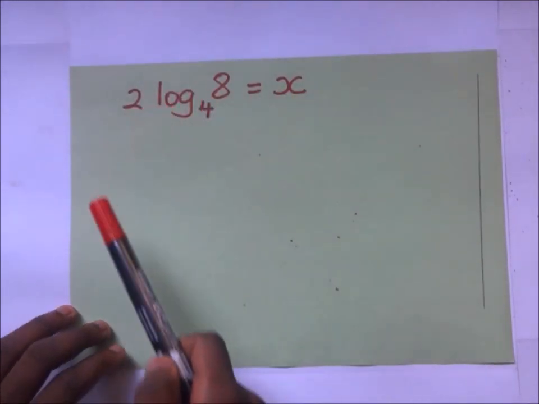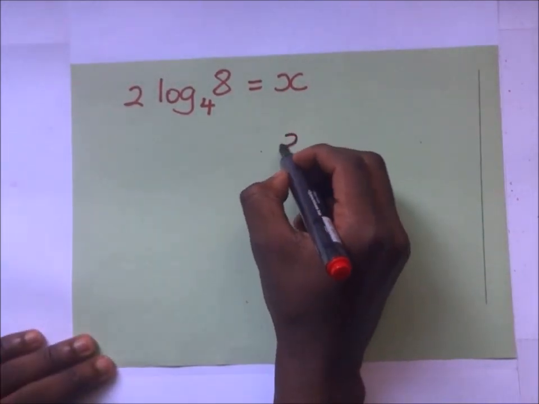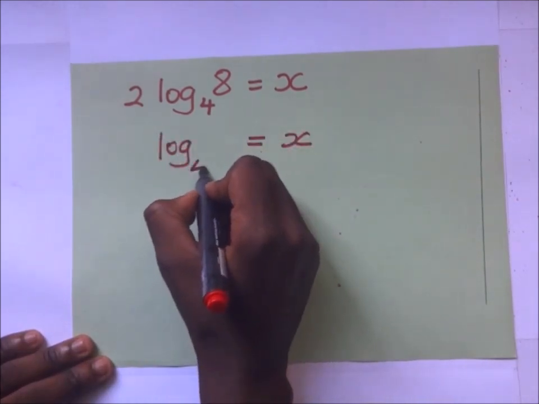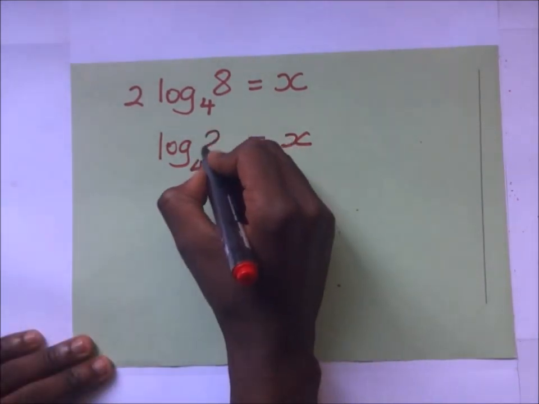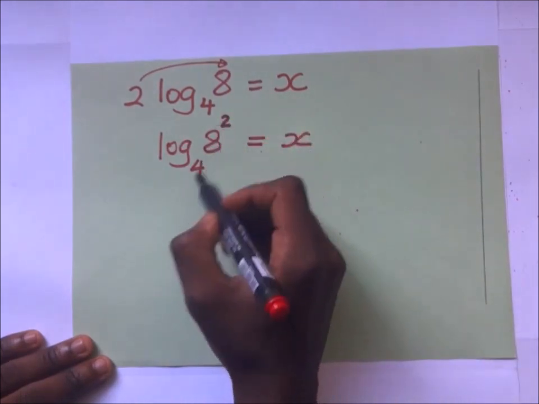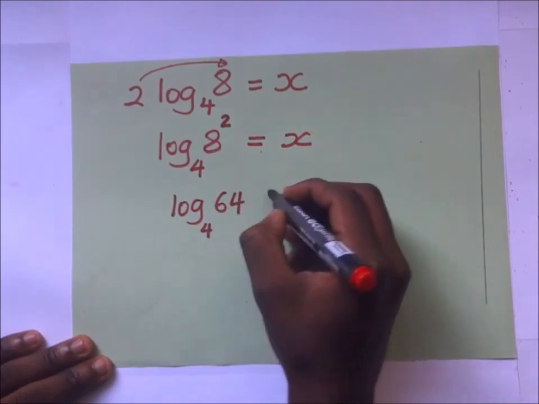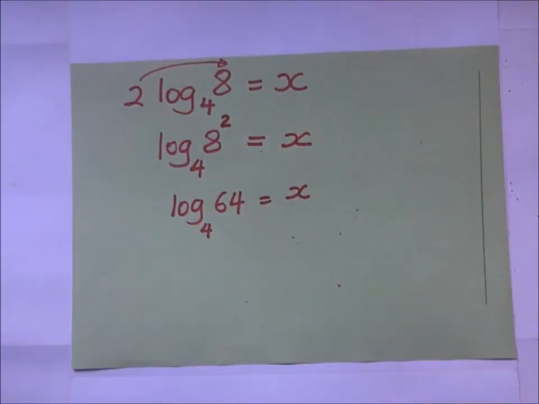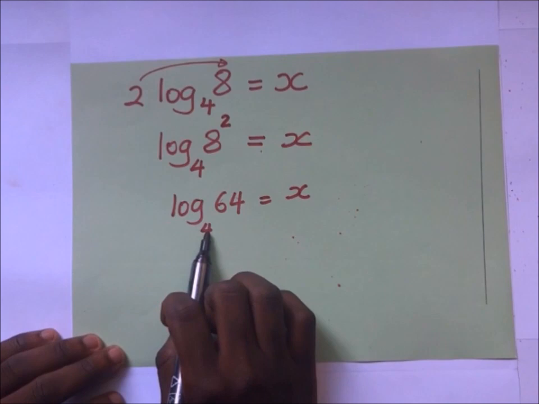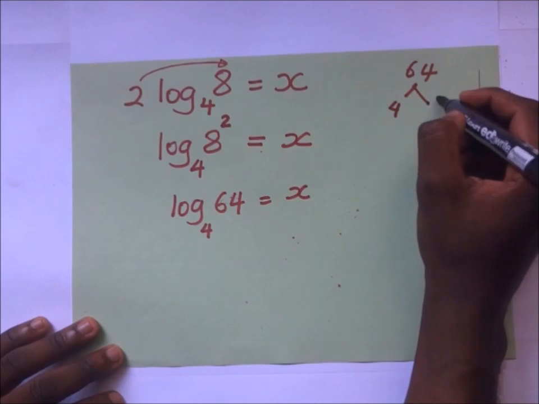So to get the value of x here, x will become the logarithm to base 4 of 8. Now we shift this 2, we bring it right there, so it's 8 squared. And you know that 8 squared is 64, so it's going to be log to base 4 of 64 is equal to x. Now when we factorize 64 using 4, 64 divided by 4 is going to give us 16.